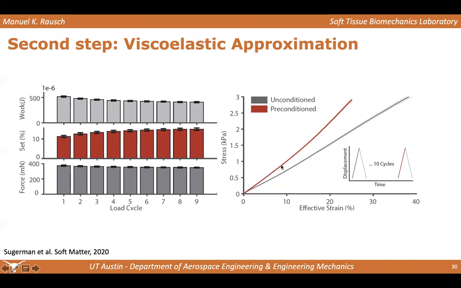So this gray curve is the initial loading curve, and then this red curve is the loading curve after 10 cycles. We shifted it here. So of course, we have a permanent set. You see this here about 12%. So we shifted it over just for comparison purposes.